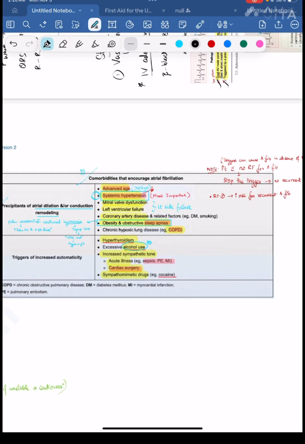Okay, so you have to know that triggers can cause atrial fibrillation even if there are no risk factors. So these were your risk factors which were causing atrial fibrillation. Even in the absence of these risk factors, these are the triggers that can cause atrial fibrillation. So if you stop the trigger, there will be no further atrial fibrillation. Okay, if the risk factor is present and you have this trigger, both are present, that means there is an increased risk for recurrent atrial fibrillation. So if this is not present but this is present, if you stop this, it will work. If both of these are present and you stop the trigger and hope that there's no further chance of any more episodes, then you're wrong. There is an increased risk if both are present.